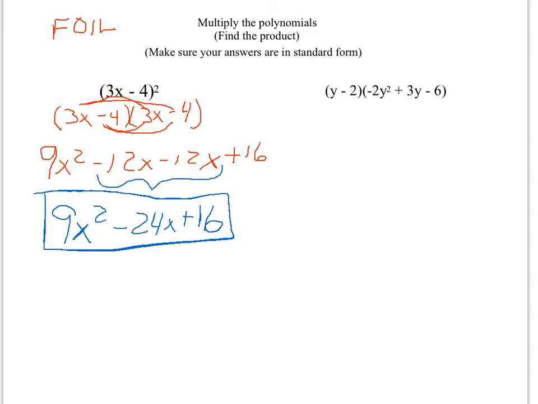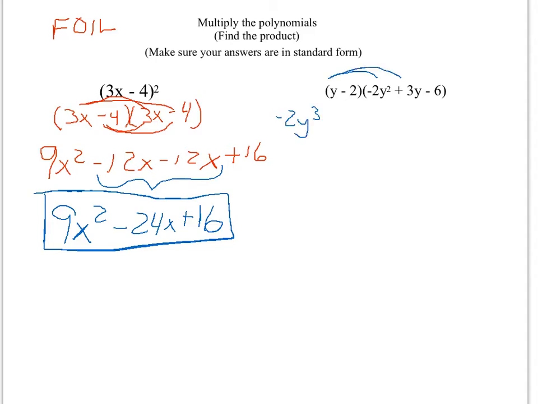Now on this next one, what we need to notice is the first set of parentheses is a binomial, it has two terms. The next set of parentheses is a trinomial, it has three terms. So what we want to do is kind of a bigger version of FOIL, but still the concept is the same. Make sure everything in the first set of parentheses gets multiplied to everything in the second set of parentheses. So starting out, we're just going to go first times first. So y times negative 2y squared would give us negative 2y to the third.